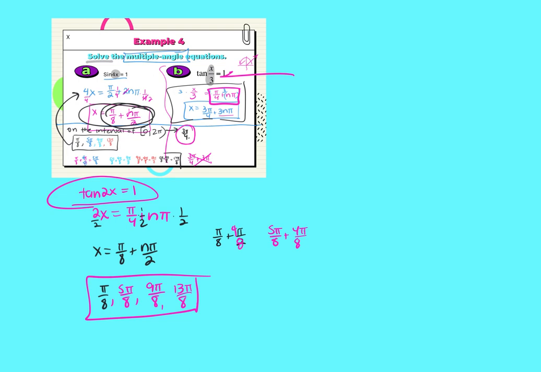Questions? Because I feel like multiple angles with a given interval is probably the hardest thing in this section. It's probably the hardest thing in the last couple sections. But it's the most confusing. So are we good? Yes? Okay. You've got time.